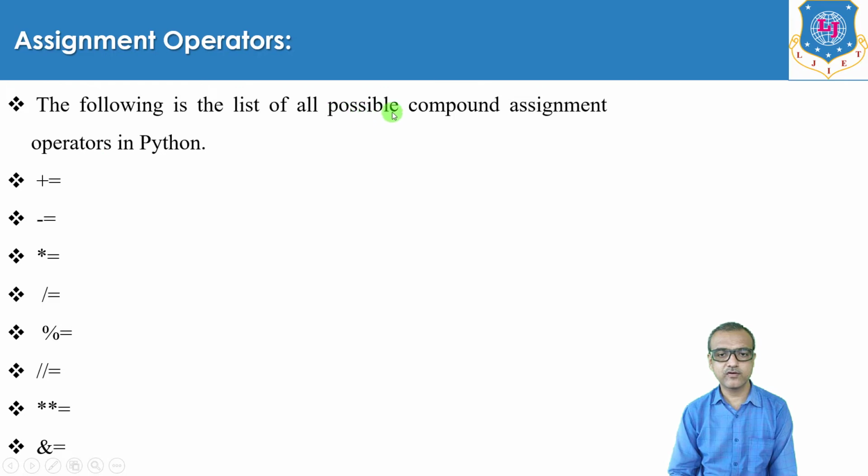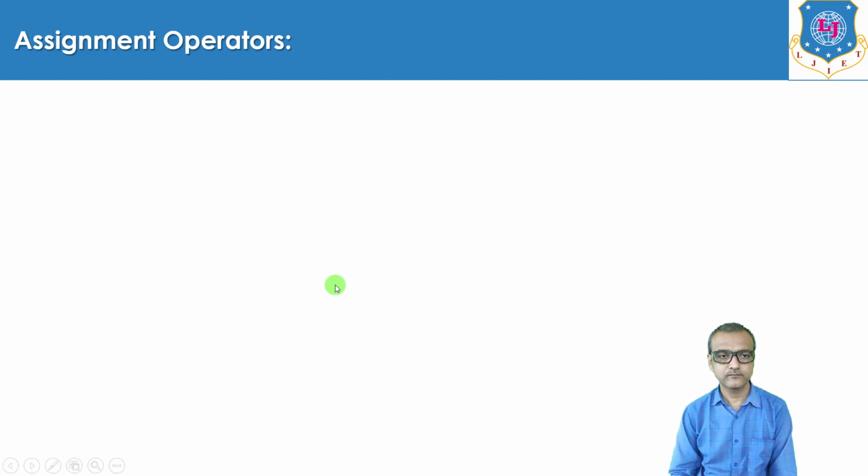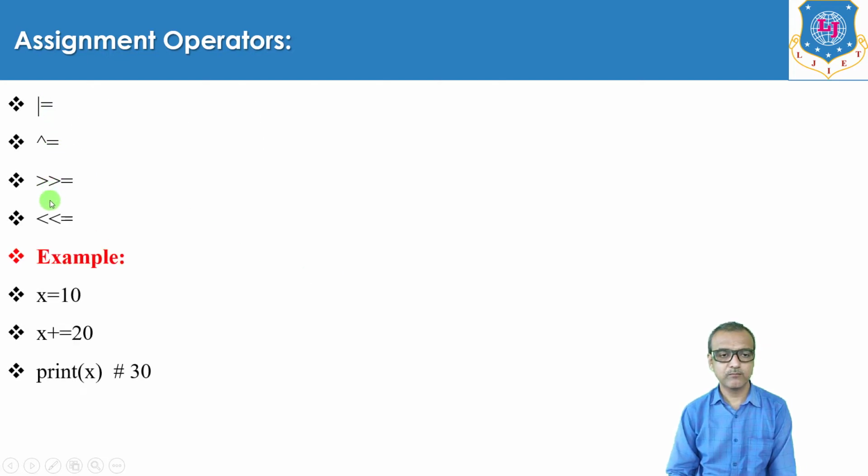The following is a list of all possible compound assignment operators in Python. So this is the list of all compound assignment operators in Python. See, these are also compound assignment operators. Now for example, if I assign 10 to x, and then write x plus equals 20, what is the meaning of x plus equals 20? That is x equals x plus 20. The value of x is 10 plus 20, so the output is 30. If I write print of x, what will be the output? That is 30. 10 will be added to 20.